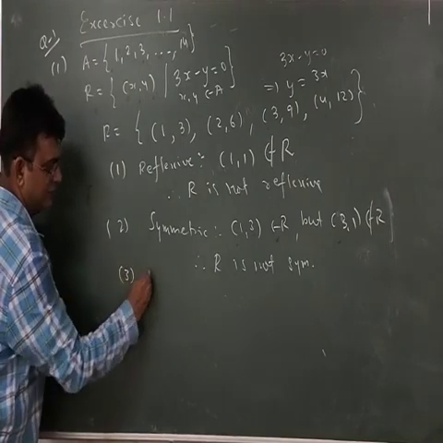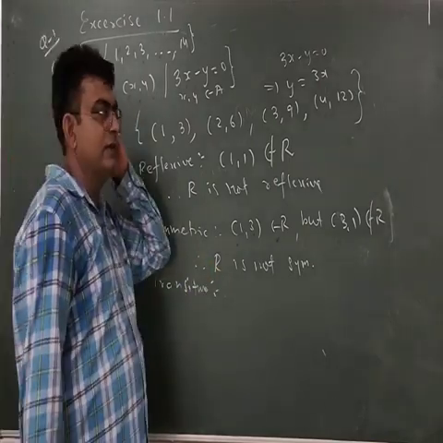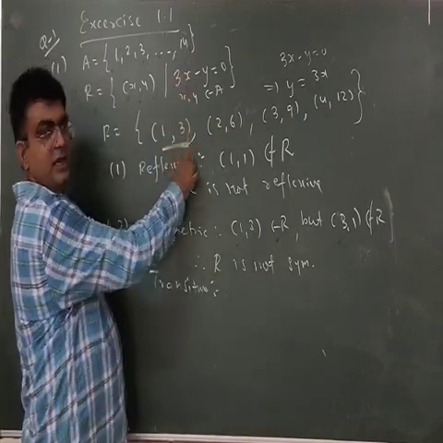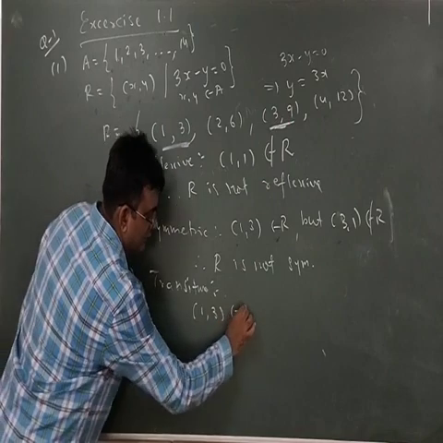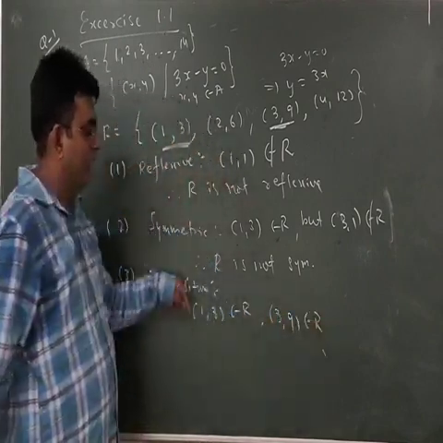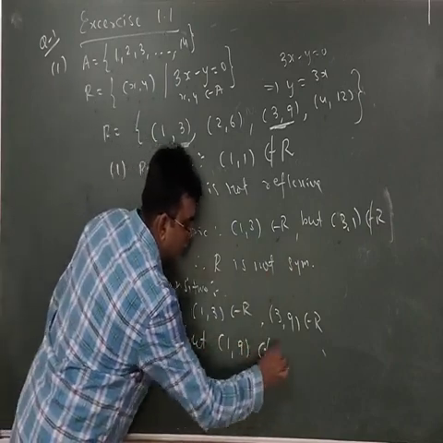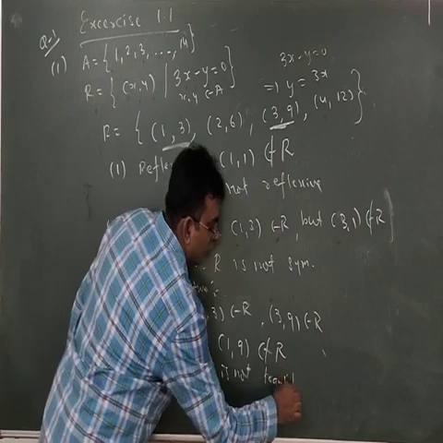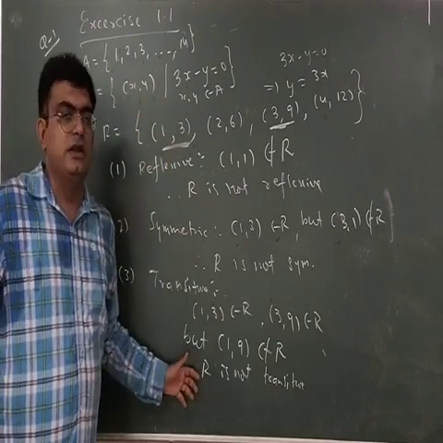What about transitive? Whether R is transitive or not, let us check that also. For transitive, what do I require? I must get 2 pairs: if (a, b) belongs to R and (b, c) belongs to R. 1 is related to 3 and 3 is related to 9, but 1 is not related to 9. Let us check it out: (1, 3) belongs to R and (3, 9) belongs to R. a is related to b, b is related to c, but (1, 9) does not belong to R. Therefore, R is not transitive. So what did we get in the first example of the textbook? The type of relation: it is not reflexive, not symmetric and not transitive.